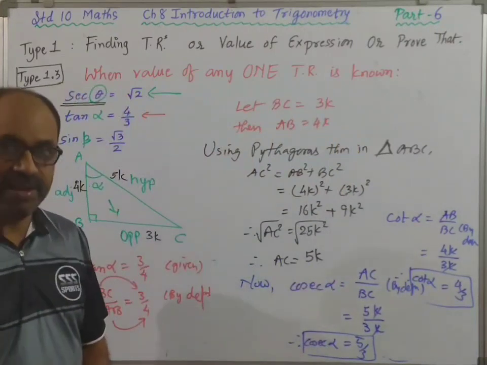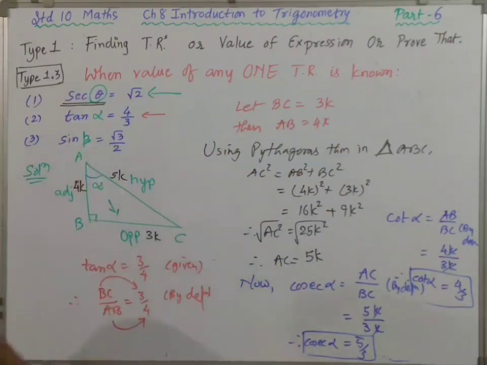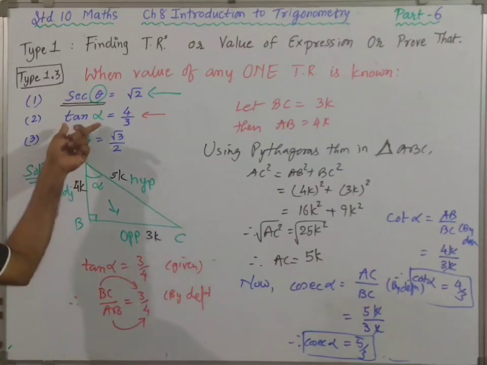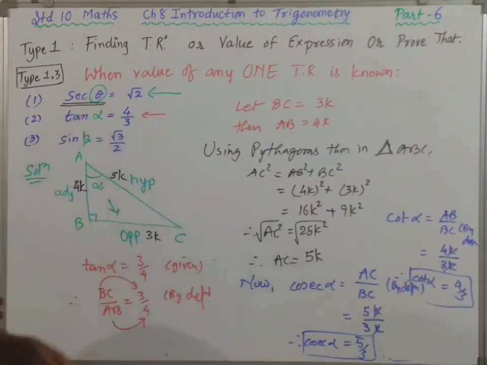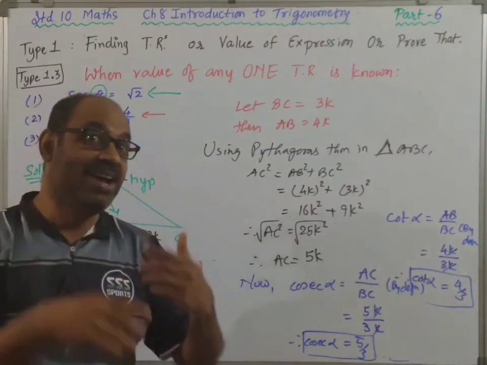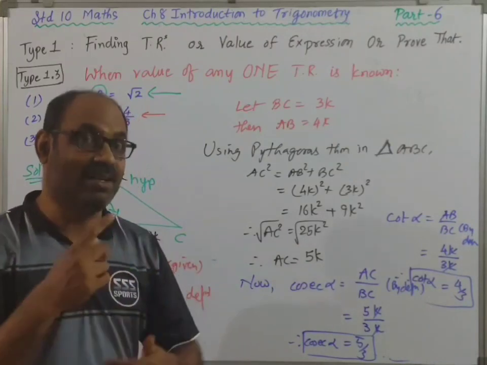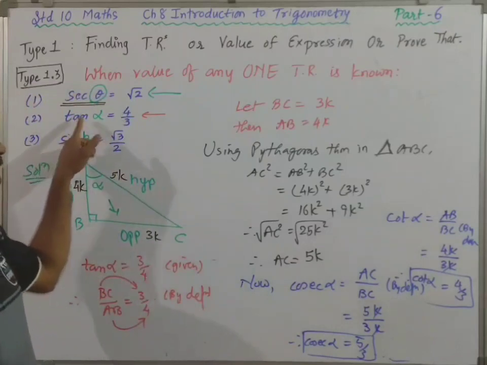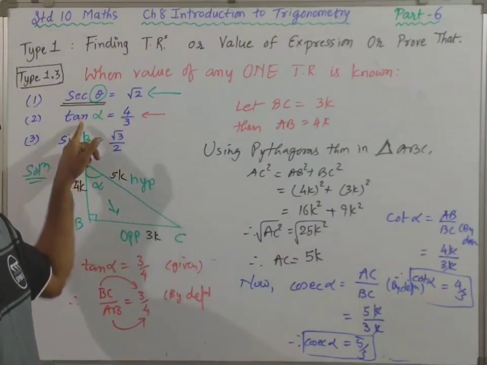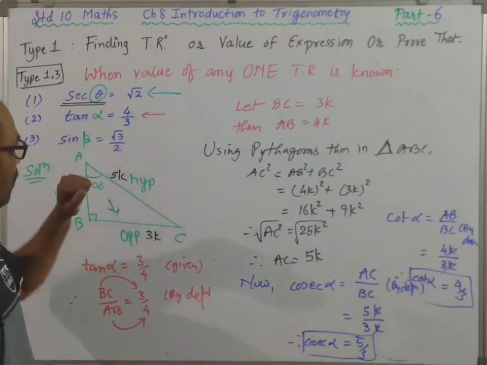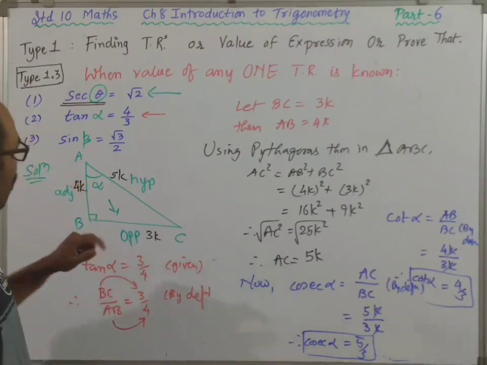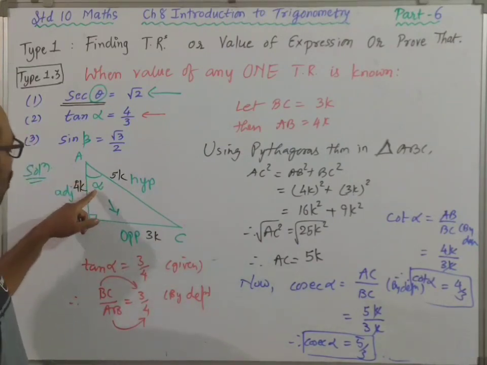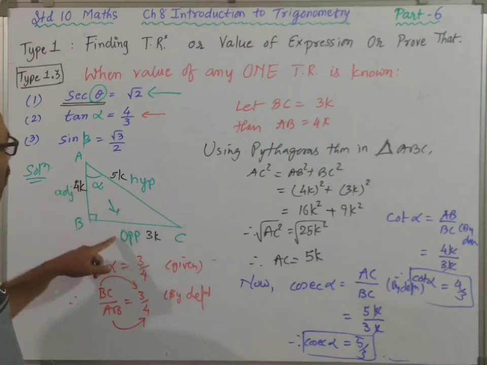So the remaining 3 also can be found because 1 is already given. Tan alpha is already given. What is tan alpha? 4 upon 3. What is the reciprocal of tan? Cot. If you use the interrelationship, then if tan alpha is 4 upon 3, then cot alpha is, see, some mistake we have made here. Cot alpha is adjacent upon opposite.